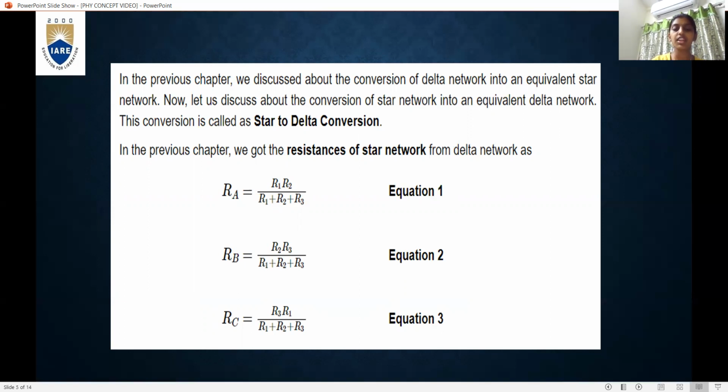So here we have derived three equations, which we got for the star network from the delta network. That is, in delta to star conversion, we derived these three formulas RA, RB, RC. These are going to be our equations 1, 2, and 3 as follows.